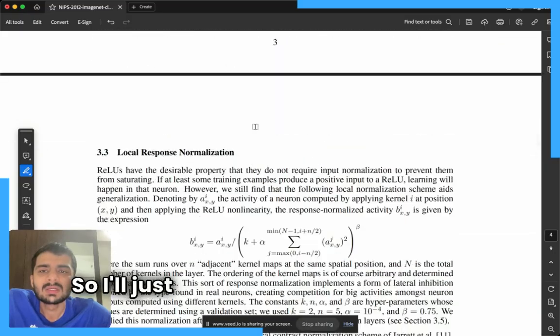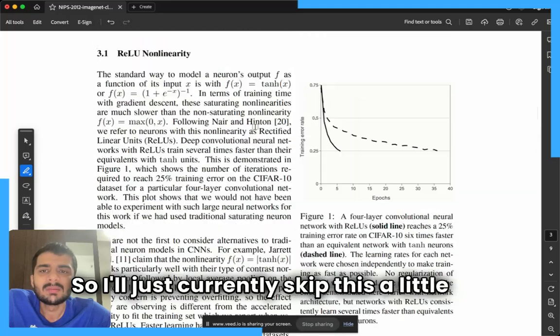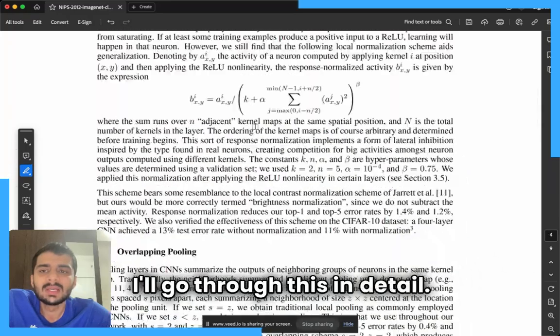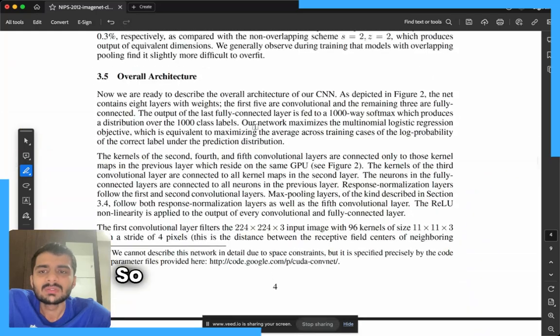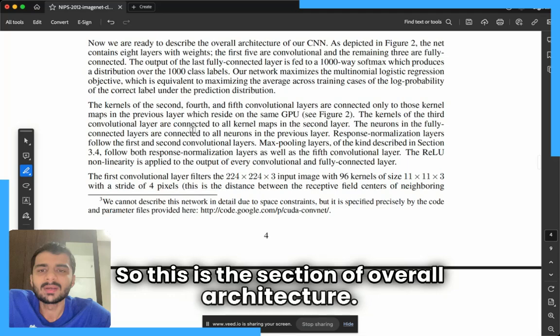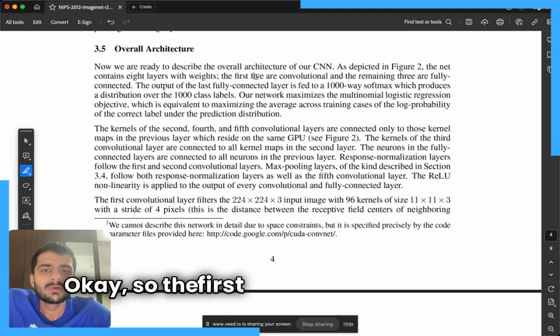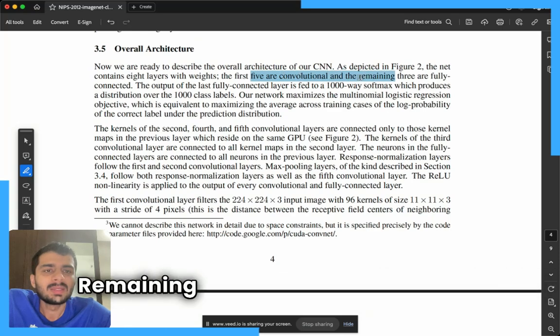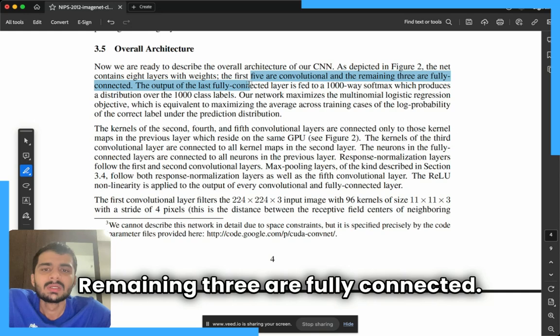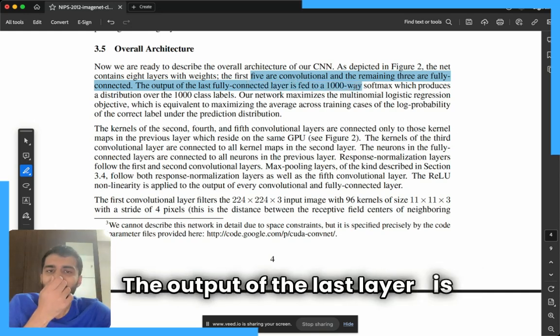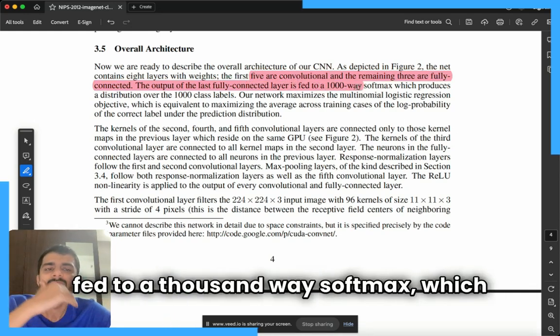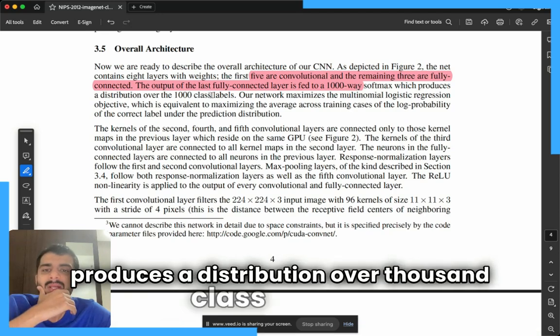I'll just currently skip this a little bit. I'll go through this in detail. So this is the section of overall architecture. Okay, so the first five are convolutional, remaining three are fully connected. The output of the last layer is fed to a thousand-way softmax, which produces a distribution over thousand class labels.